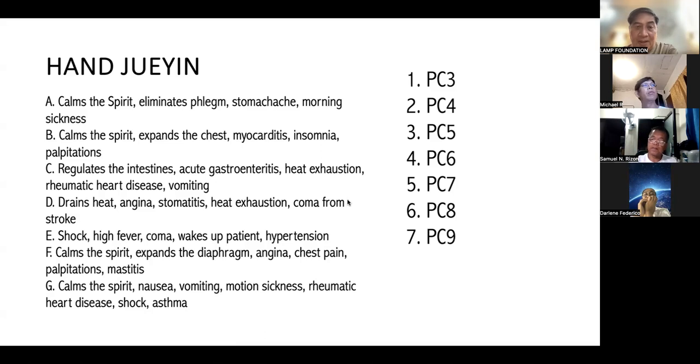Letter F. Letter F is when you have mastitis. So this is more of a channel issue. Angina, comes the spirit, palpitations. So hindi siya masyadong popular. It expands the diaphragm. Actually, mahirap talaga. But if you're going to analyze things, this is the only one with mastitis, right? Yun lang ang mastitis. Ano ba yung mastitis? Minsan, hindi nakakapag-breastfeed yung baba, yung nursing. Or engorged na breast. Yan, Doc? Yes. So, you're going to use pericardium 4.